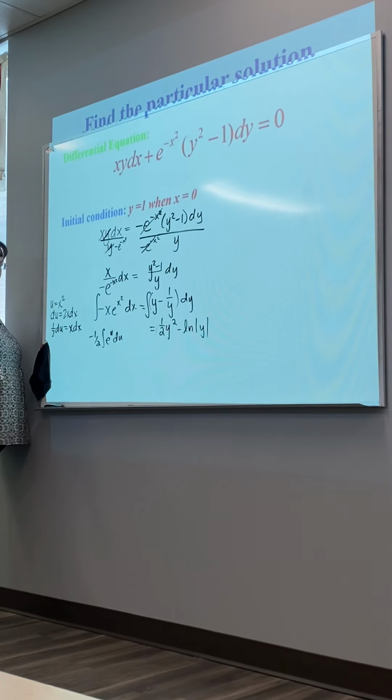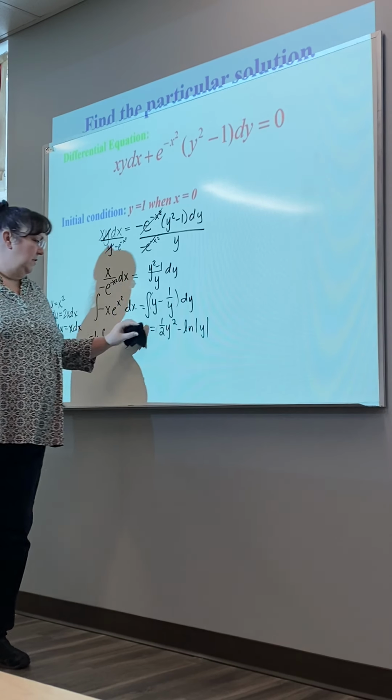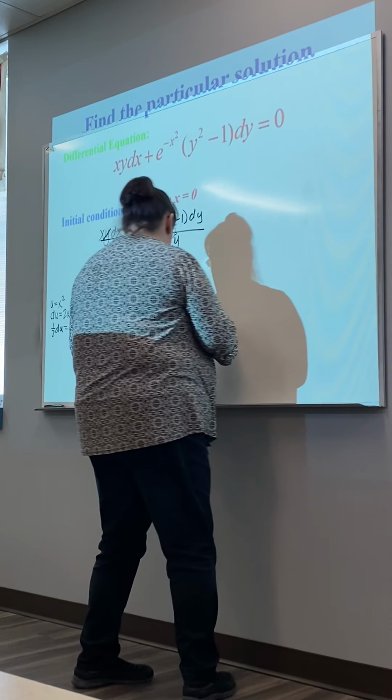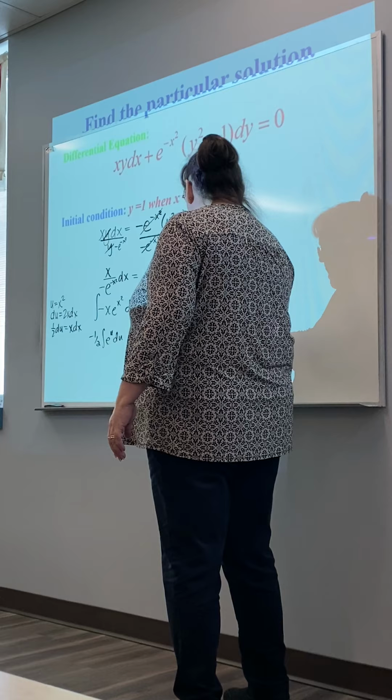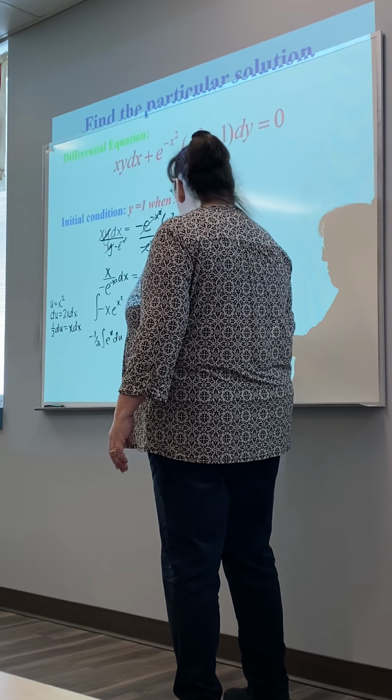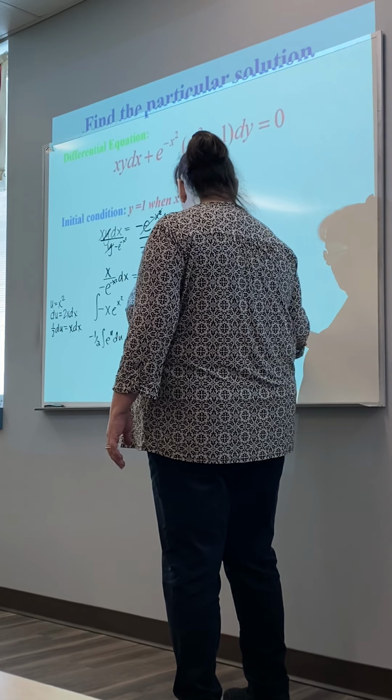I got the answer. Good. Now put the u back in. Do the antiderivative of e to the u. I'll put it over here. So that's negative 1/2 e to the u, which is x squared, plus c.